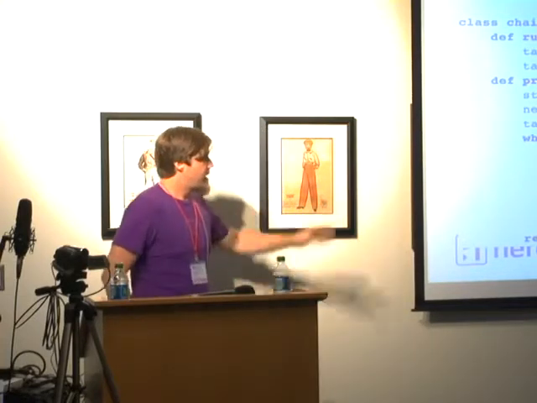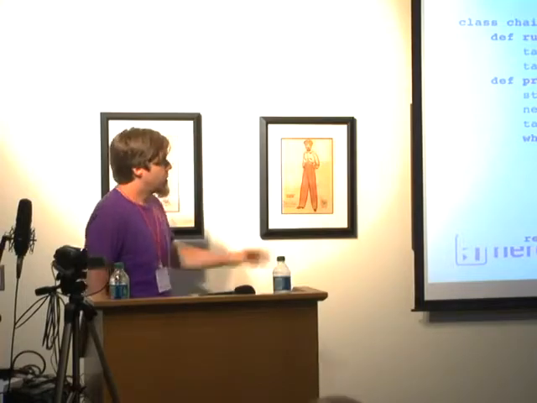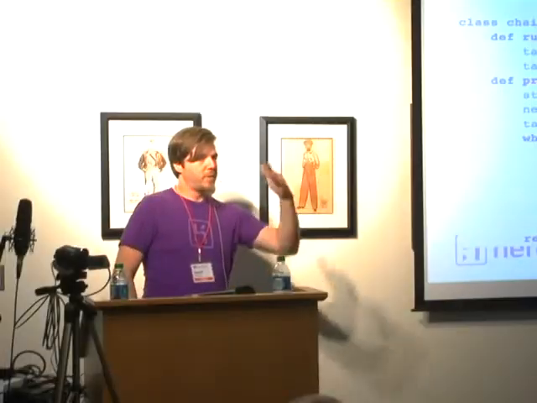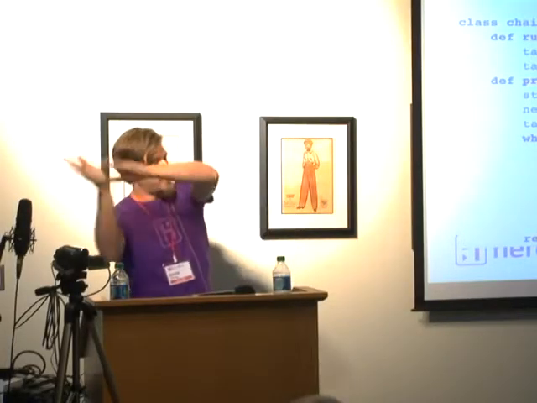And so then that prepare steps returns all the tasks and their async result instances, and the run method just takes the first one and calls apply async on it. It's kind of like lining up all the dominoes and then just tipping the first one over, and all the other dominoes continue to fall in series.